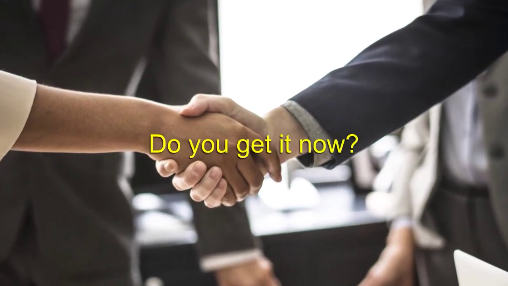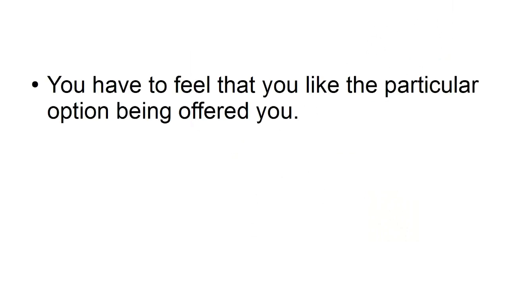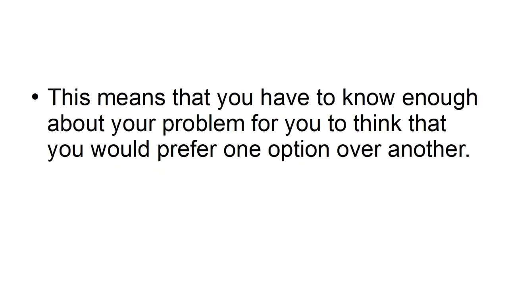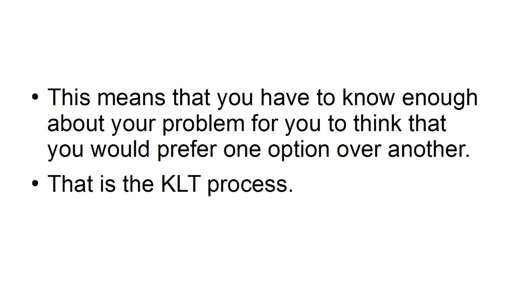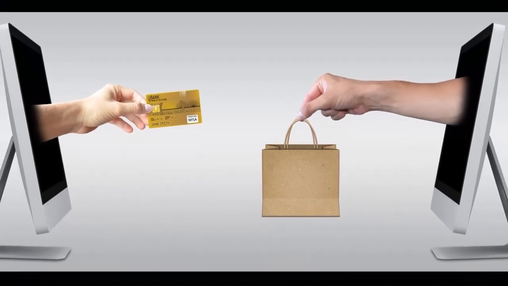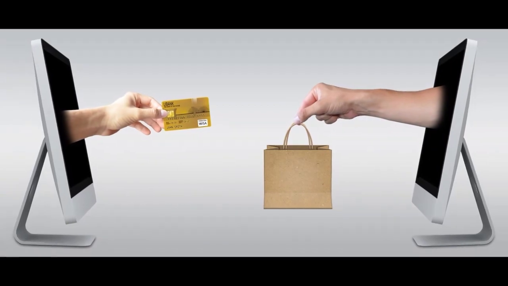Do you get it now? Well, how do you get to the trust stage? That's right. You have to feel that you like the particular option being offered to you. Which brings up the question, how do you get to like a particular option instead of other options? This means that you have to know enough about your problem for you to think that you would prefer one option over another. That is the KLT process. Your job as a salesperson, and you are a salesperson even though you're using online videos, is to walk all your viewers through the KLT process.